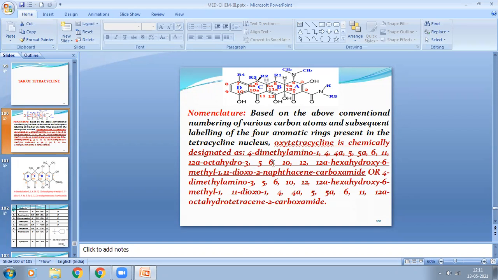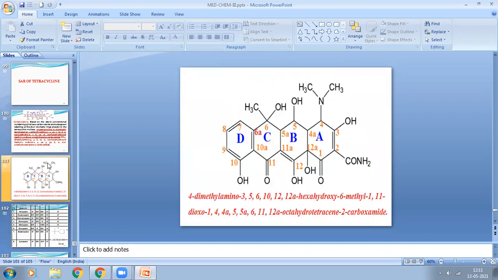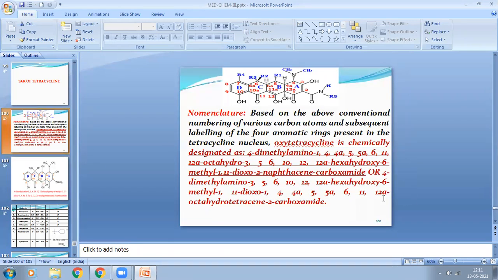So we can give the nomenclature of the other tetracyclines also on the basis of oxytetracycline. See, this is the structure, and again here it is written. You see, we can give the nomenclature in two ways. This is the first way. You can write the second way. This is also correct nomenclature.